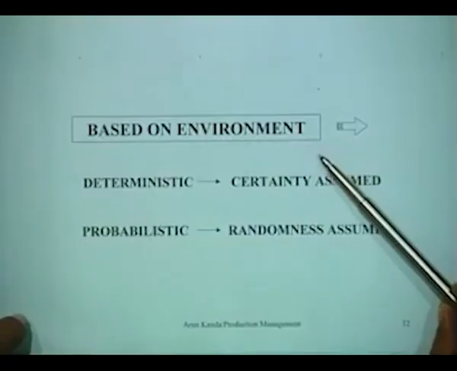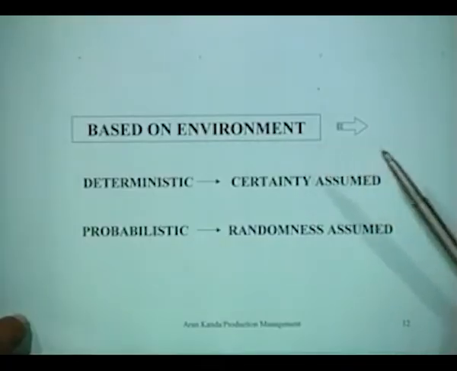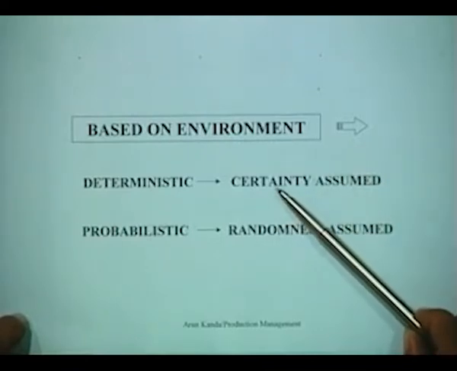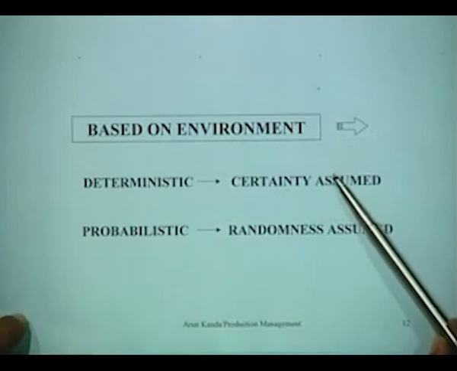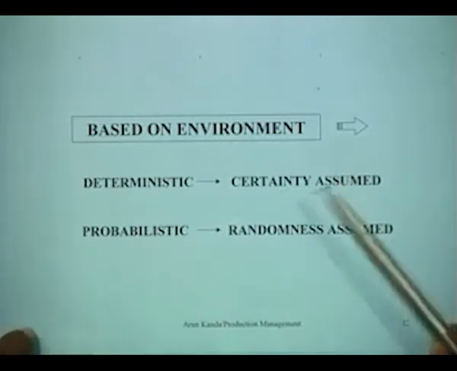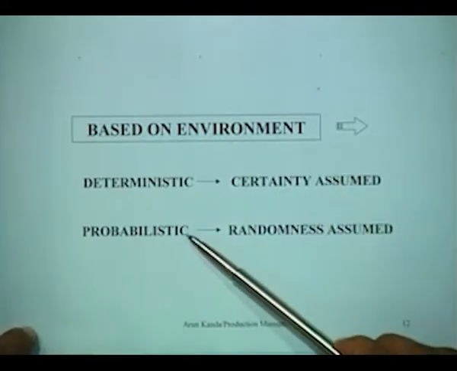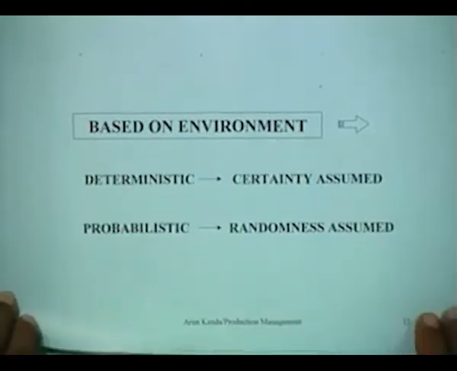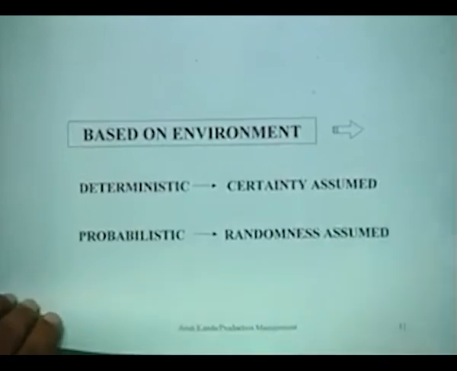Now, models can also be classified based on the environment. We are talking here about the decision environment. So, broadly speaking, you can deal with what are known as deterministic models when you are assuming certainty for the various variables, or you are assuming a probabilistic model where randomness is assumed and some kind of variation is assumed for different types of variables.